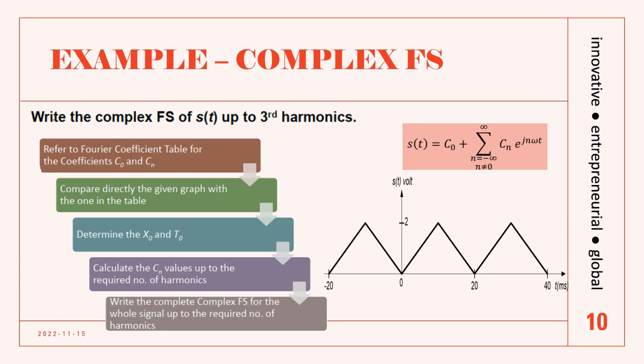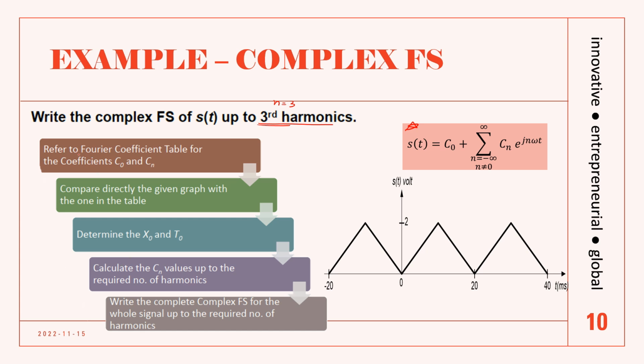For example, the question asks: write the complex Fourier series of this signal up to the third harmonic. So they want you to use n equals 3, up to the third harmonic. If you get this kind of question, you need to use this general equation. And what are the steps?